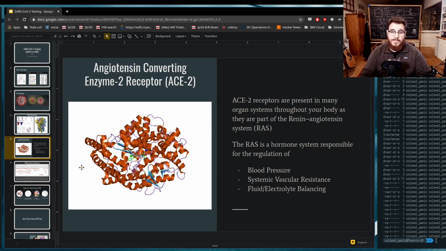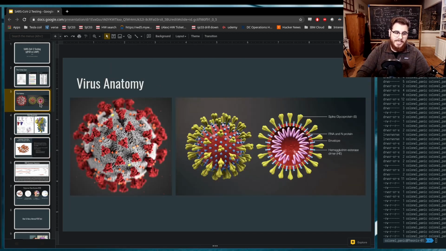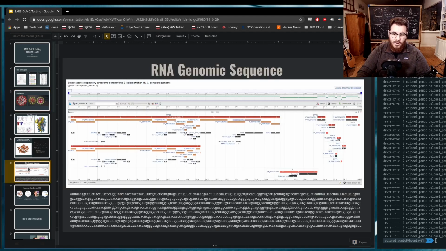The problem is that the receptor binding domain at the end of the spike glycoprotein will bond onto these, and then it will begin to inject its RNA material, which is inside the envelope here. See that little coiled up pink thing? That is the RNA genomic sequence. That's basically the instructions that will be injected into the host cell that's going to tell the host cell, how do you make more of this virus? We need to build more of these, and this is the part that facilitates the viral replication.